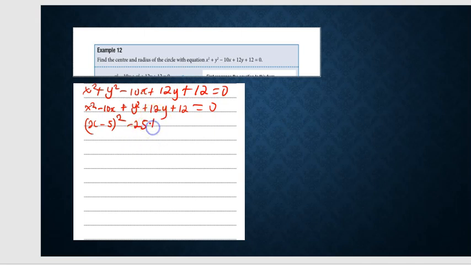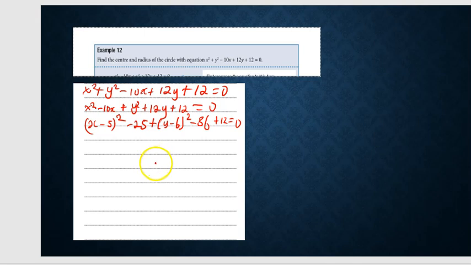So we can complete the square for y. This becomes y minus, this is 12, so it is minus 6. You simply divide this 12 by 2 and square it. So minus 6 squared, and what is the square of 6? 36. Then plus 12 equals 0. So this is the first step that we need to do.